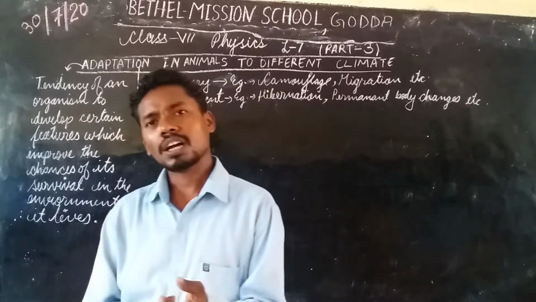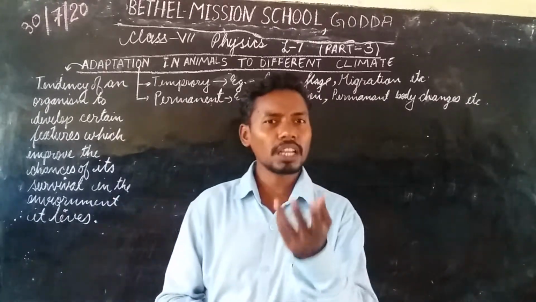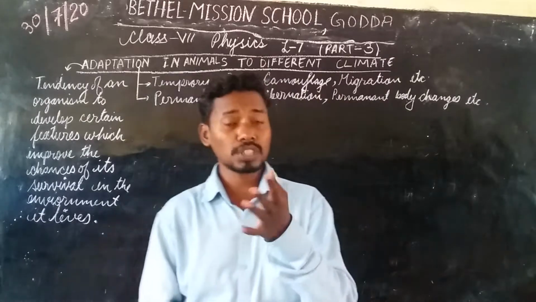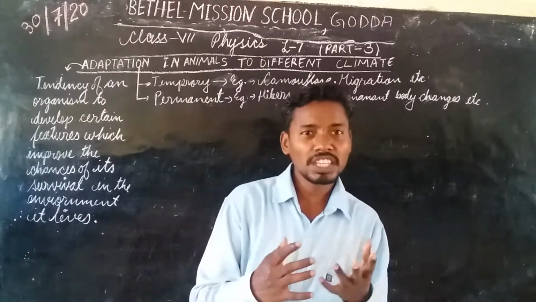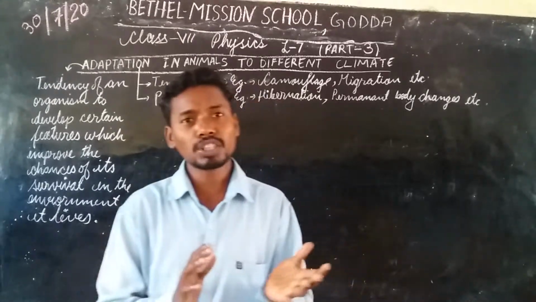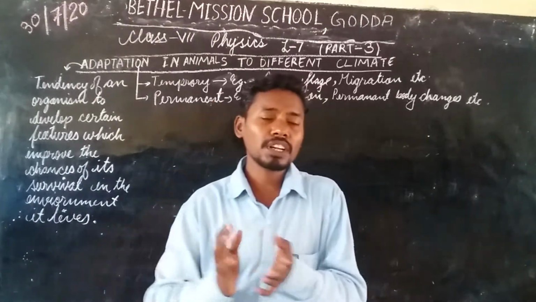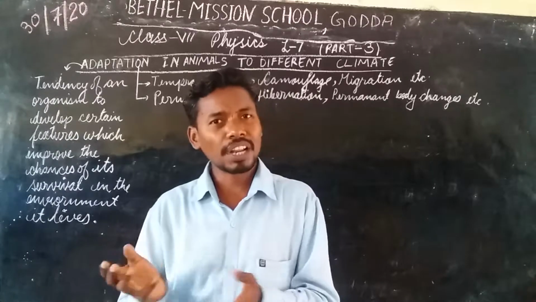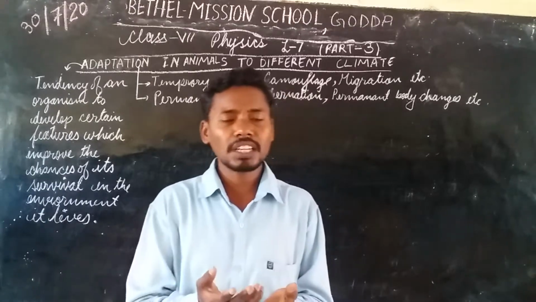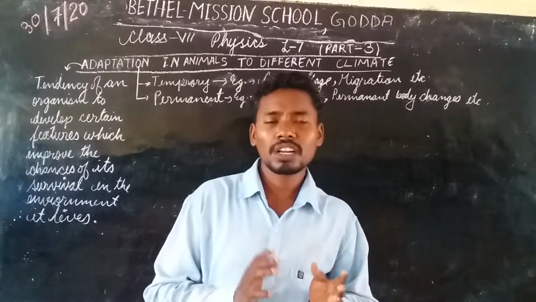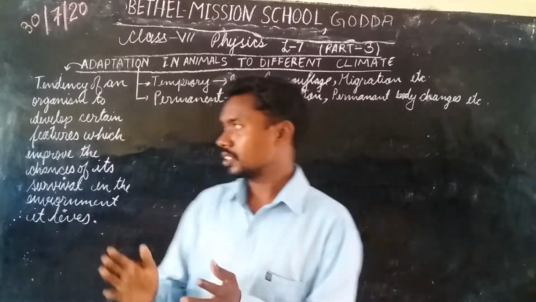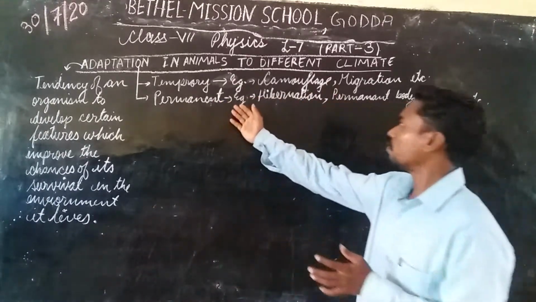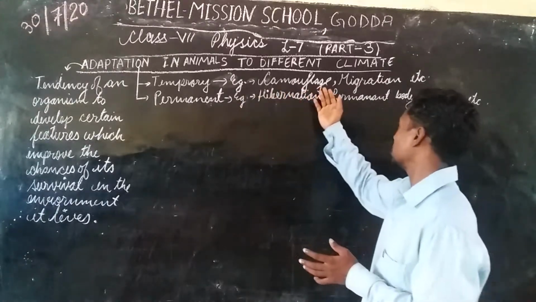For instance, let me talk to you about this chameleon. It has the habit of changing its color according to its surroundings, so that it is prevented from prey or the insects that it eats. They can't recognize it. So it is called camouflaging. So one of the ways of temporary adaptation is camouflage, and another is your migration.